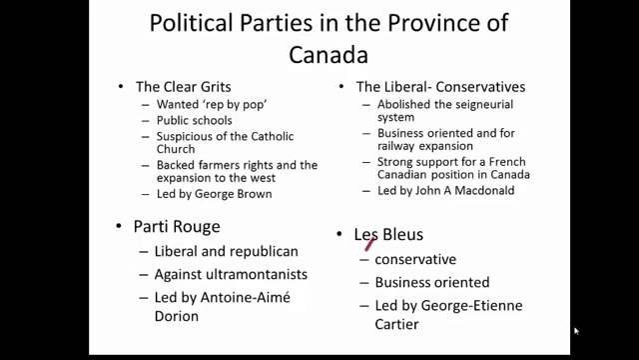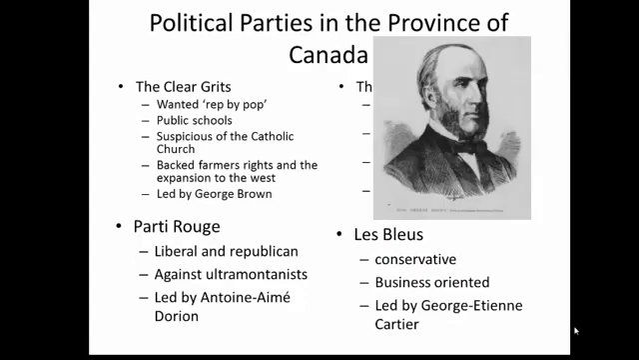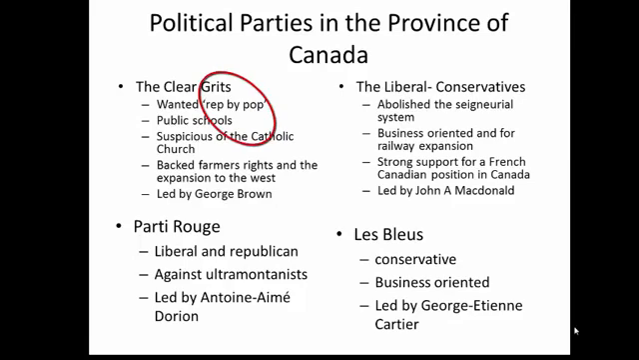So the different political groups were, first of all, the Clear Grits. This was a political group mainly from Upper Canada or Canada West. They were led by George Brown, and the main thing that they wanted was something called rep by pop, or representation by population. In the Legislative Assembly at the time, each section of the province of Canada had 42 seats. So even though Canada West or Upper Canada was growing, it still had the same number of seats as Lower Canada. They also wanted to promote public schools, and they were suspicious of the Catholic Church.